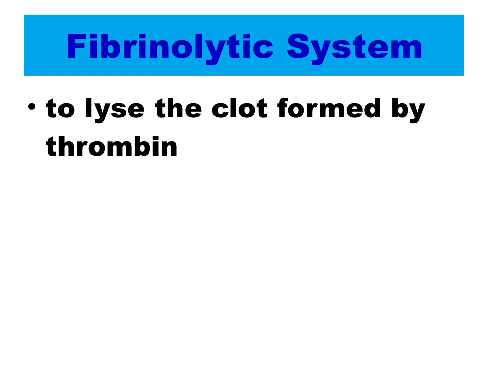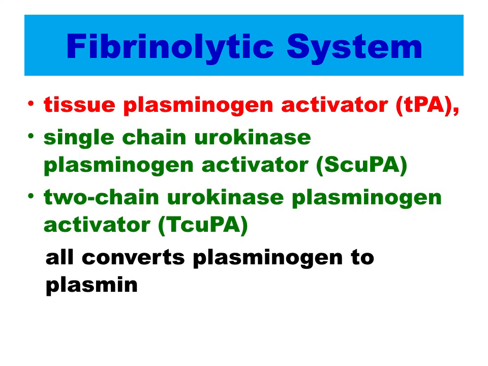Next system is the fibrinolytic system. You don't want a blood clot to stay within the vascular channel forever. We have to have that clot lysed to reestablish the normal flow of blood in the vascular channel, and the fibrinolytic system is the one responsible for that. So in here we have several factors. We have the tissue plasminogen activator, the tPA. We also have the urokinase plasminogen activator. For example, we have the scuPA and the tcuPA. All of these will convert plasminogen to plasmin.